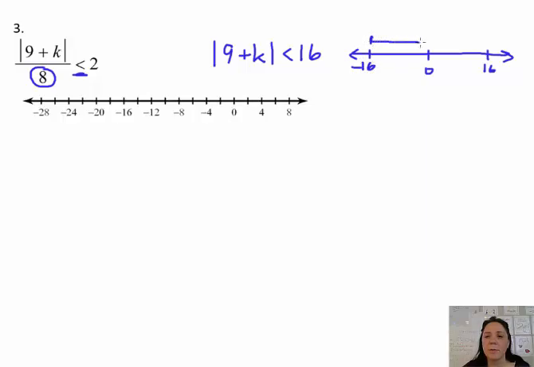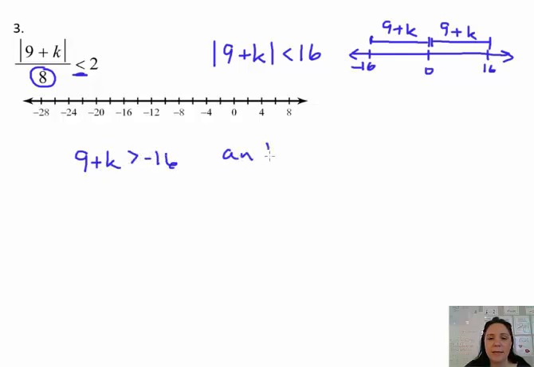I know that my quantity 9 plus k is within this distance. It is less than 16 from 0. So now I can set up my equations, and since I'm going to form a segment here, my equations are going to form an AND statement. I'm going to move over here where I have some space. 9 plus k is greater than negative 16, and 9 plus k is less than 16.